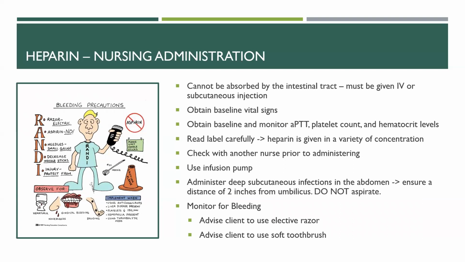So some of our nursing administration considerations. It cannot be absorbed through the intestinal tract. So that's what I was talking about before. It must be given IV or subcutaneous injection. You want to have your baseline vital signs. So if my patient was hypotensive before, I want to know that before I give it to them. Baseline and monitor APTT, platelet count, and hematocrit levels. So your APTT is your main one that you look at, because that's the one that's going to determine what you do next on your list of steps for the heparin protocol.